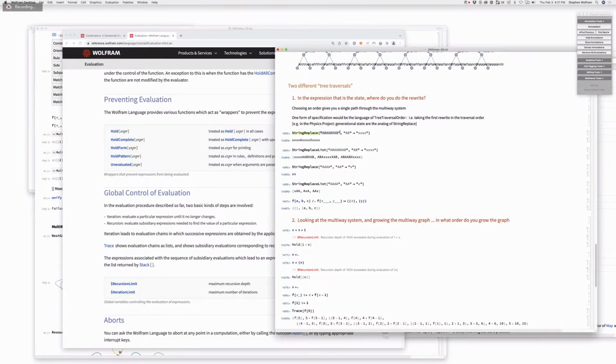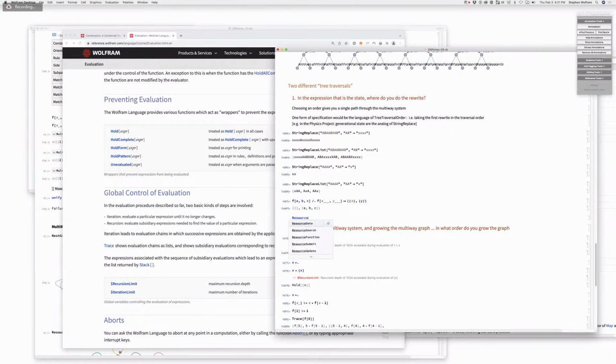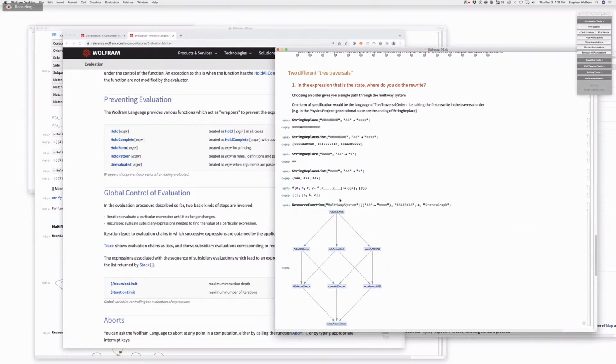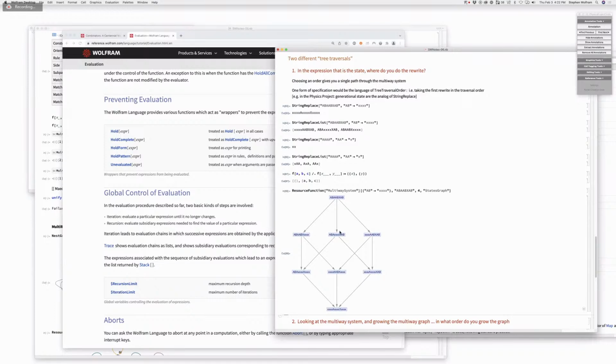Let me show you that. Okay, so let's take this and let's say down here, let's say resource function and let's give that, whoops, I didn't mean that rule, I meant that rule. And let's say 4 steps. Okay. So that's the multi-way graph.